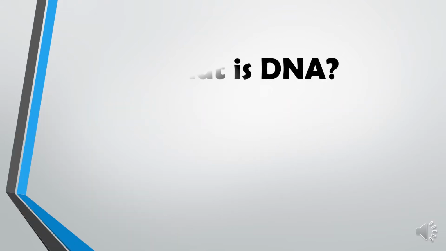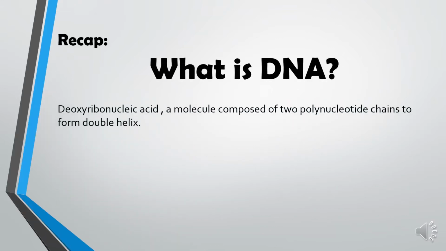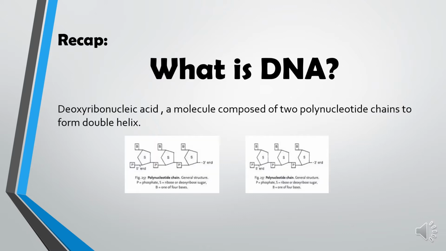So what is DNA? DNA is the short term for deoxyribonucleic acid, a molecule composed of two polynucleotide chains to form a double helix. Those two polynucleotide chains are composed of three parts: the phosphate, the sugar, and the nitrogenous bases. And also, DNA contains the genetic code of organisms and it carries genetic instructions for development.